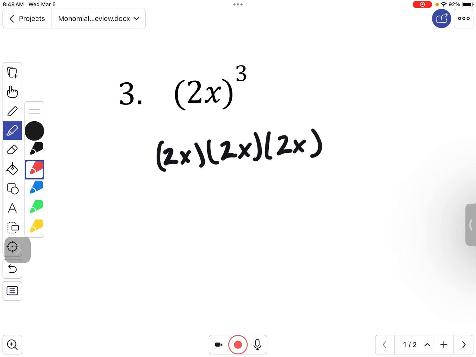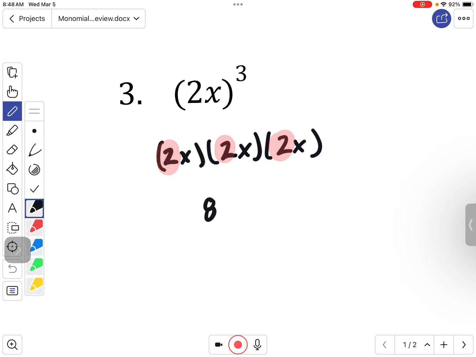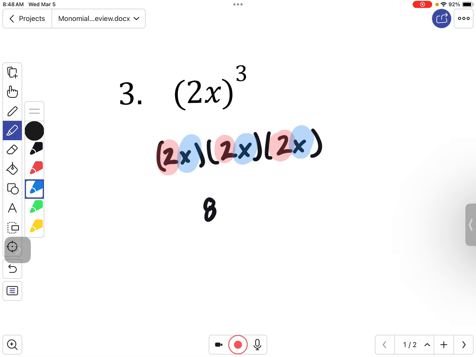Okay, again, we're going to multiply our big numbers. So 2 times 2 is 4, times another 2 is 8. So my big number is going to be 8. And then I add my little numbers. If there's no little number, it's a 1. So I'm going to say 1, 2, 3. So it's going to be x to the third.